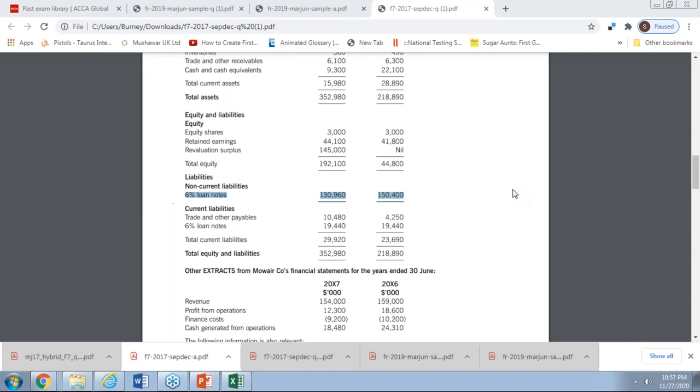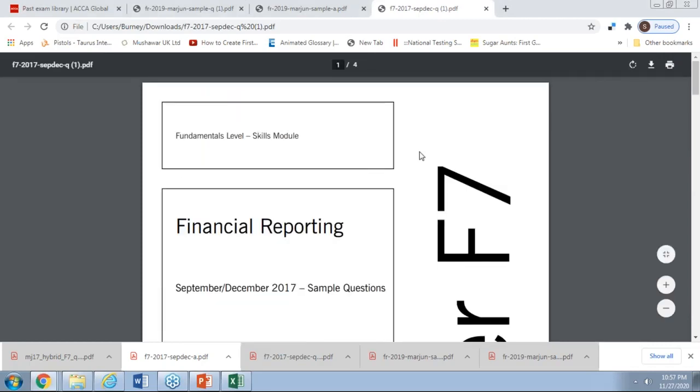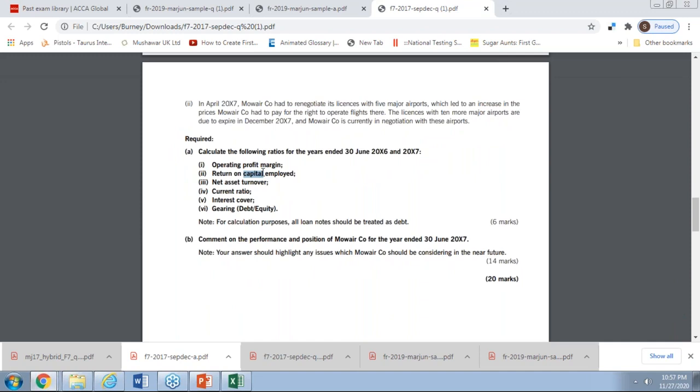So I'm giving you just 2 minutes. Take a few minutes and calculate the ratios of this company for the 2 years. All of you are required to calculate the following ratios for the 2 years. The first one is the operating profit margin, return on capital employed, net asset turnover, current ratio, interest cover, and gearing.